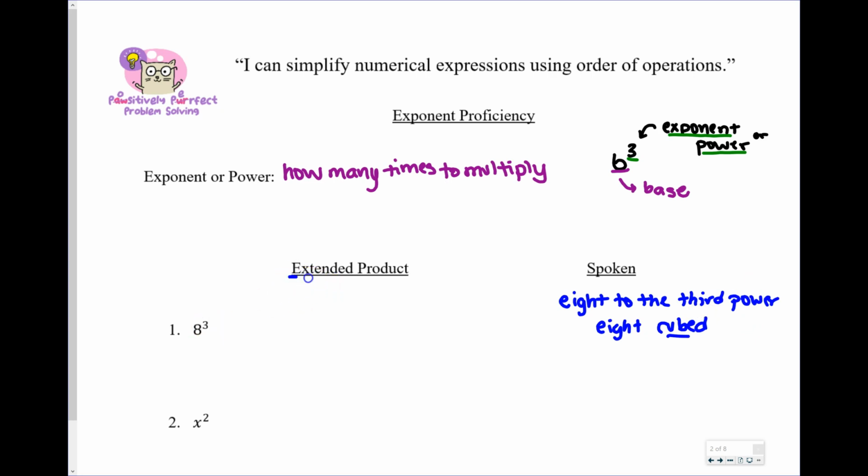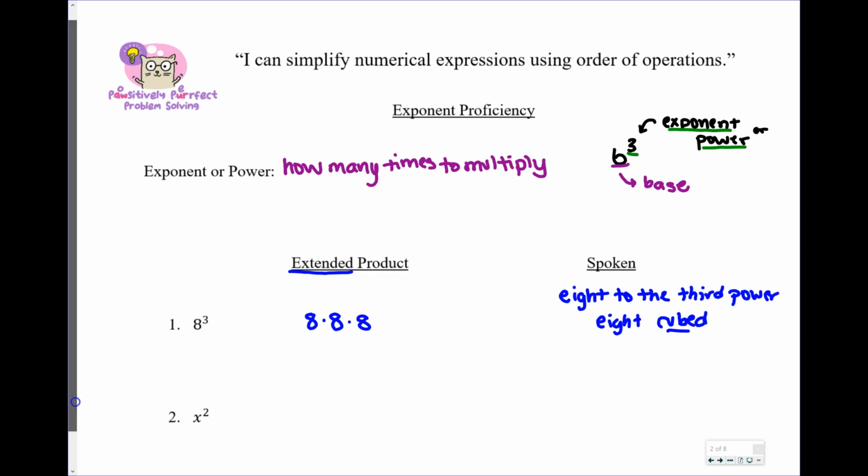Extending a product, when I want you to extend a product, I've got 8 to the third here. Extending it is writing it out without using the exponent. So 8 to the third is really 8 times 8 times 8. I don't necessarily need you to give me that. I just want you to tell me that you understand the concept of an exponent.